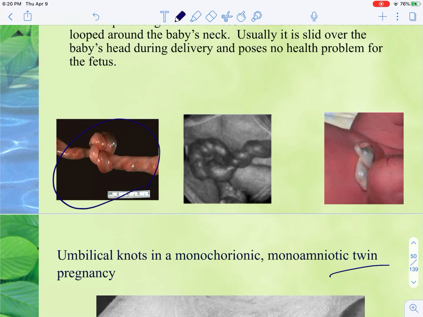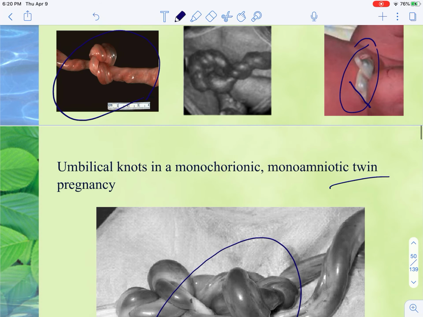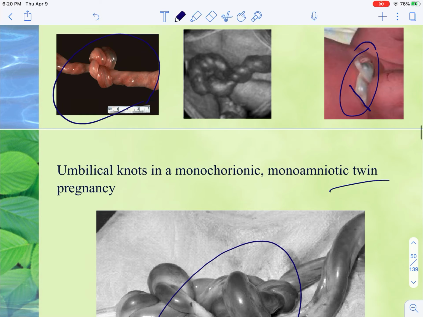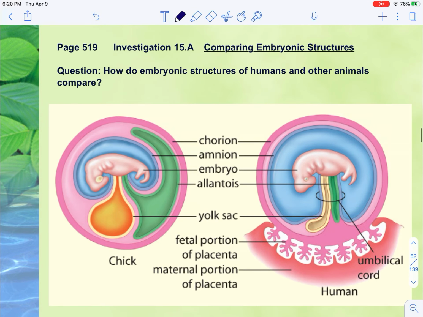When the baby's born, that umbilicus is cut off and tied off, and this will be left to basically dry up and fall off within about a week after birth. That leaves you with what you would know as a navel or belly button, which is the spot where the umbilical cord was attached.